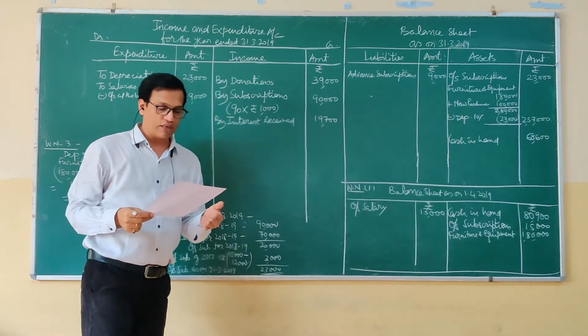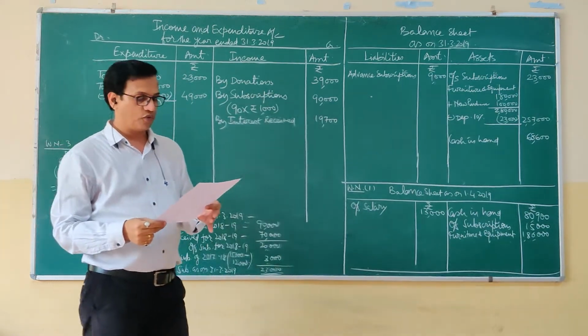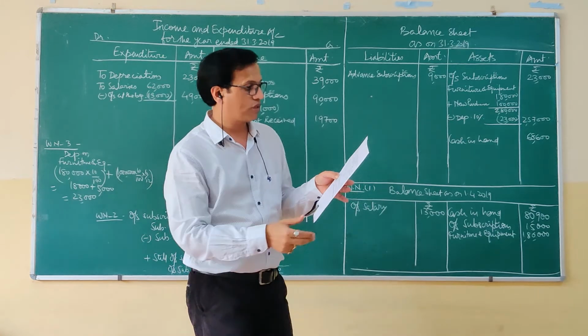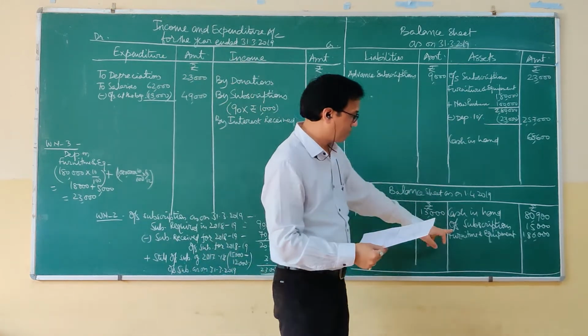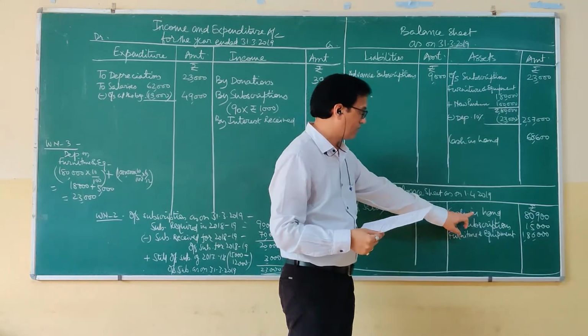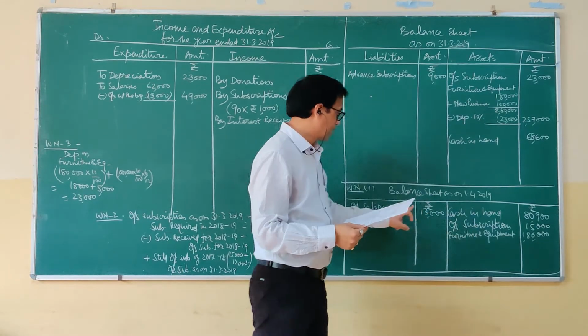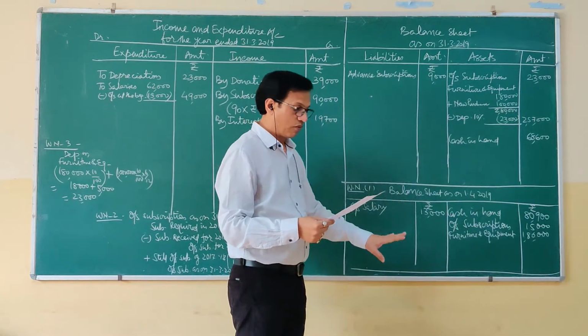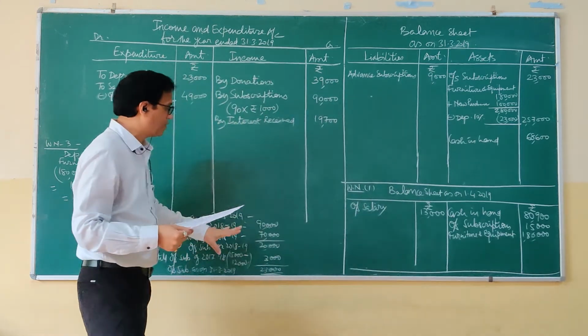Now we will check whether all the adjustments have been done or not. So first, on 1st April 2018, the club had furniture and equipment. We have taken 180. Subscriptions in arrears 15,000 we have taken, and outstanding salary 13,000 we have taken. Now we have made the adjustment of them.